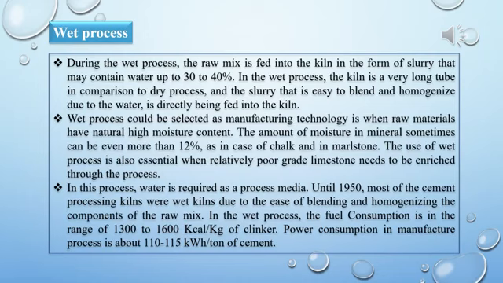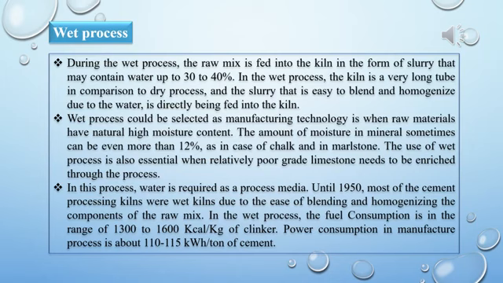He also explained that the homogenizing and blending of raw material in the wet process is easy because there is the contamination of water in the raw material. So, because homogenizing and blending is easy, the slurry is directly fed into the kiln.